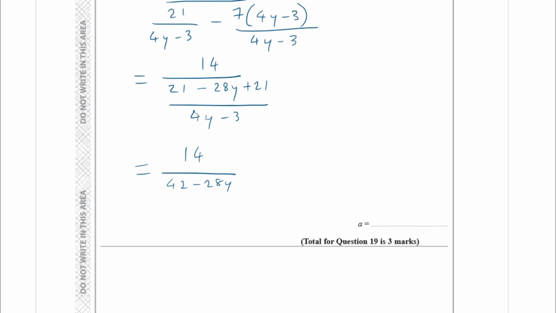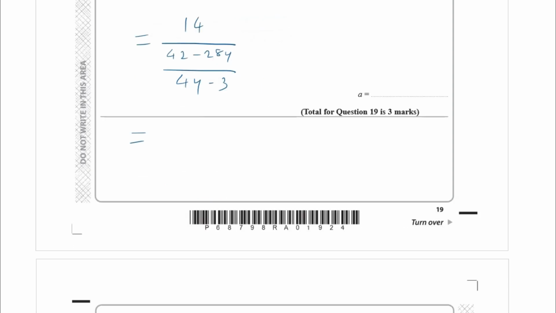So instead of dividing by 4y minus 3, we can do that in the next step so that we don't get confused. So 4y minus 3. Let's go ahead and flip the fraction around and turn it into a times. So we can say 14 times 4y minus 3 in brackets, all of that divided by 42 minus 28y.